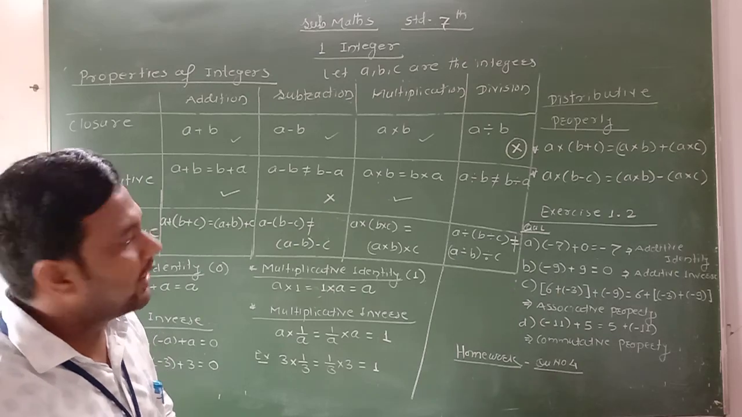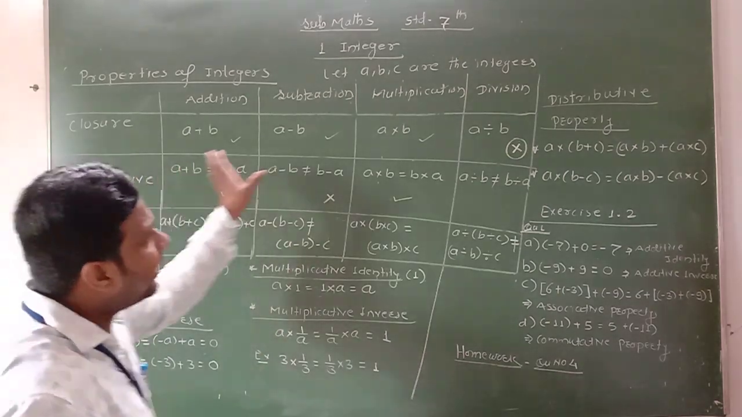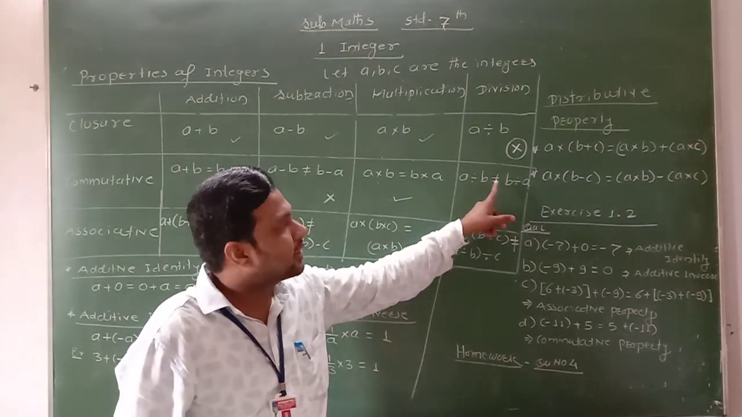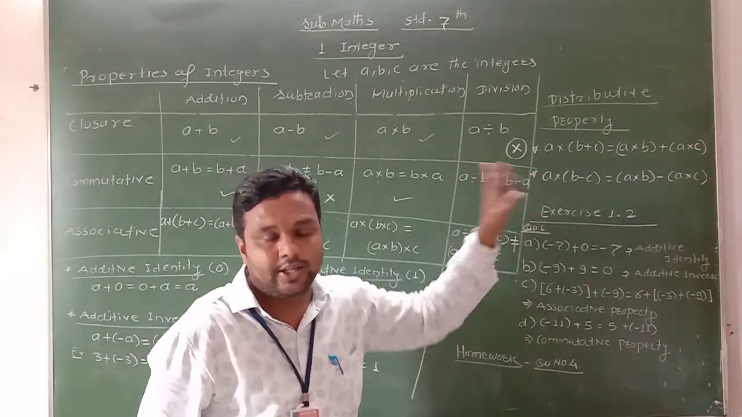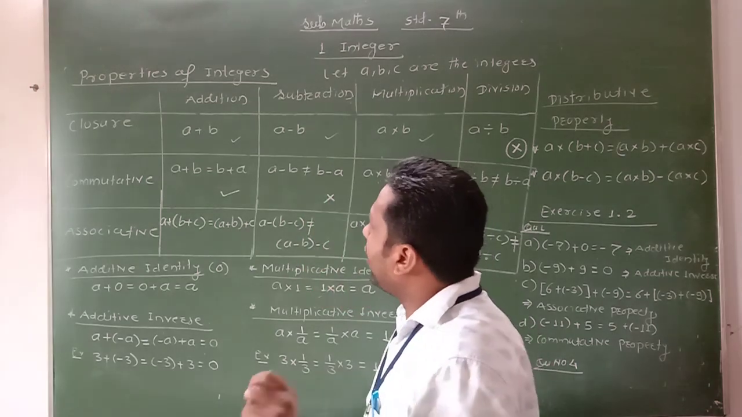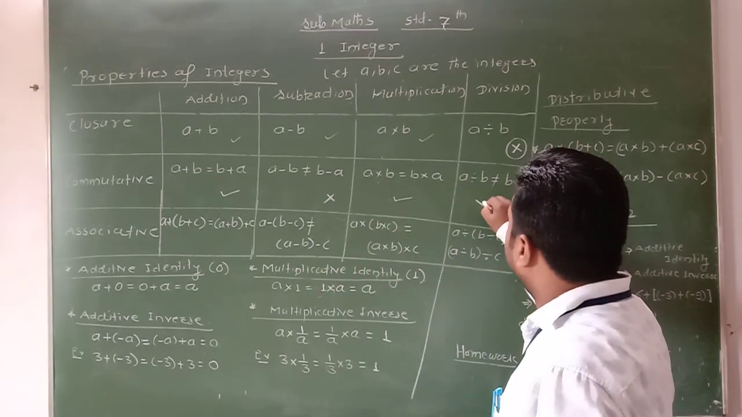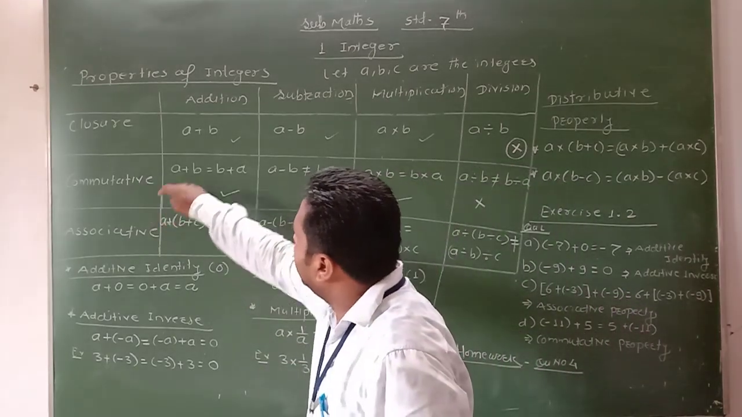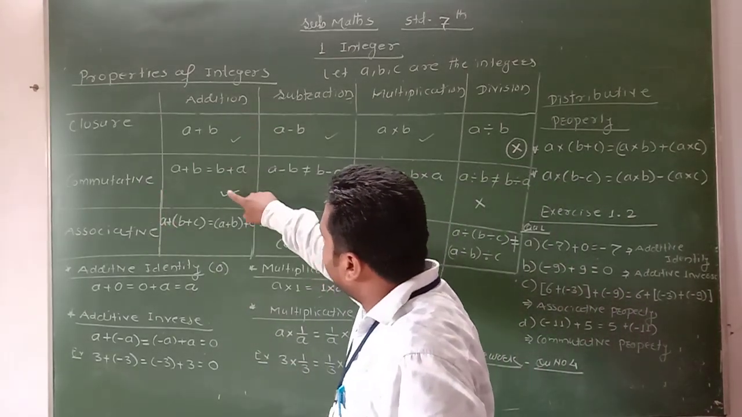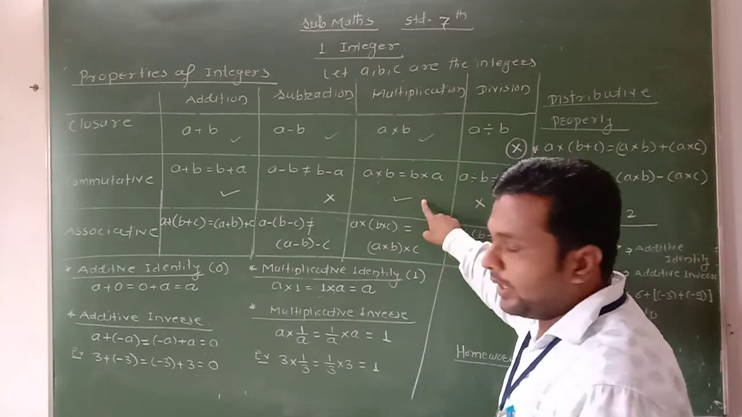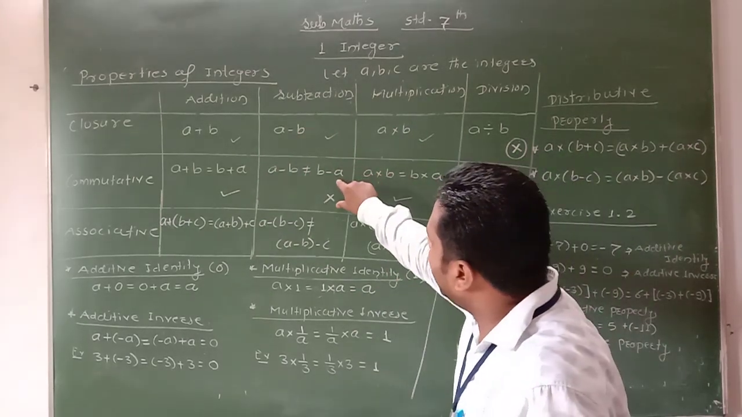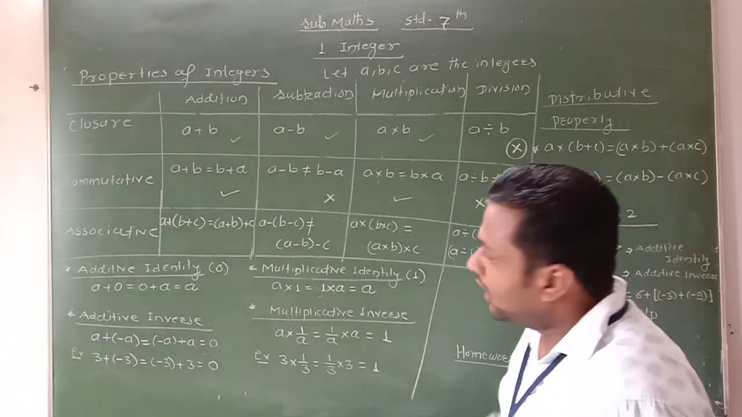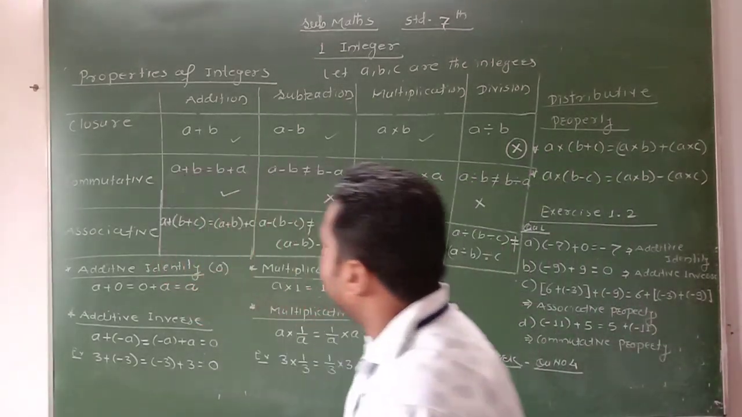Next is the commutative property for division. A divided by B is not equal to B divided by A. Therefore, the commutative property is not applicable for division. Clear? The commutative property holds under addition and under multiplication, but it is not applicable for subtraction and division. Clear? Now next is the associative property.